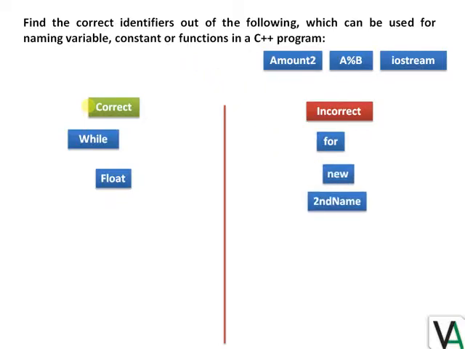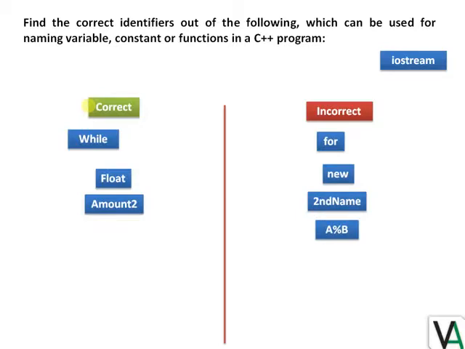Amount2, it is not a keyword and we do not have any special symbol and it is not starting with a digit, so it is thoroughly correct. A%, B%: % is a special character, so it is invalid and it is incorrect.